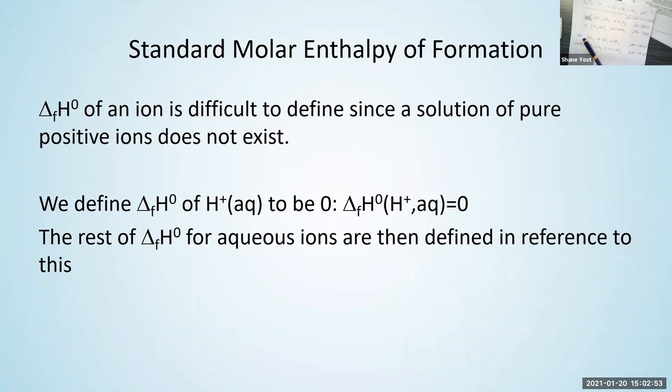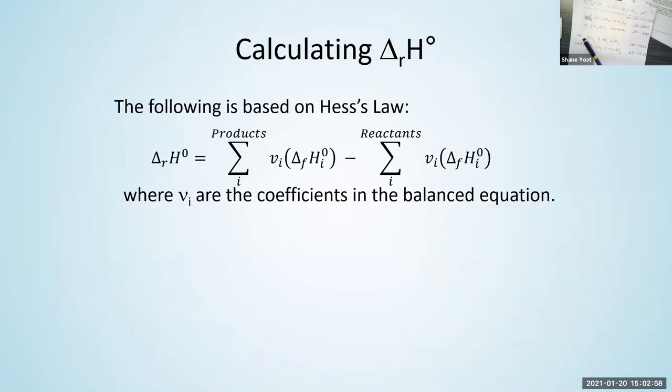Questions about enthalpy of formation? The idea is based off of these enthalpies of formation and the concepts behind Hess's law. If you know the enthalpies of formation of your reactants and products, you can directly calculate the overall enthalpy change of that reaction, based off of this equation here, where these ν_i are the stoichiometric coefficients in your chemical reaction. It's the enthalpy of formation of your products minus that of your reactants, multiplied by their stoichiometric coefficients, that will give you the overall enthalpy change for a chemical reaction.